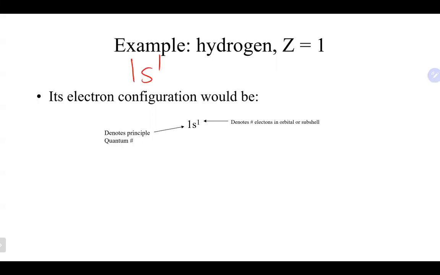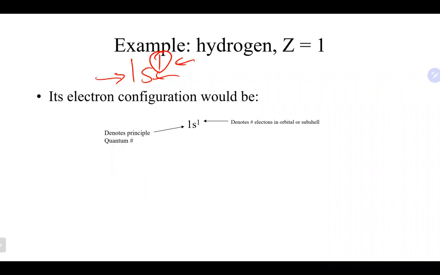1s1 is written like that: big 1, little s, and superscript 1, maybe not that big. The first one is the energy level, the principal quantum number. So that's on the first energy level. The s tells us we're hanging out in the s orbital on that energy level. And the superscript 1 is how many electrons there are in that particular orbital or subshell. There's no dashes, there's no commas. It's just 1s1 is how you write it.